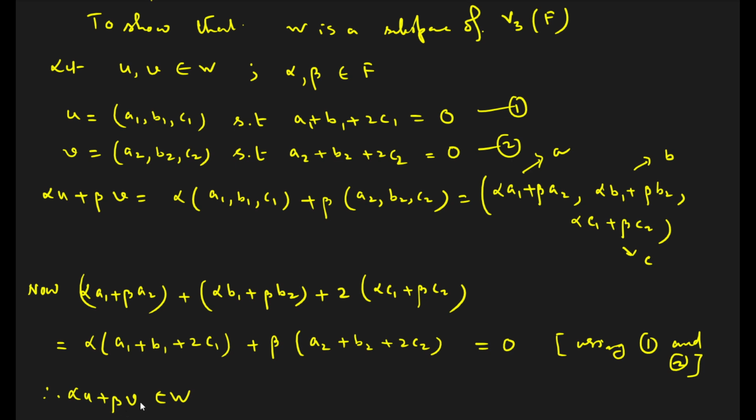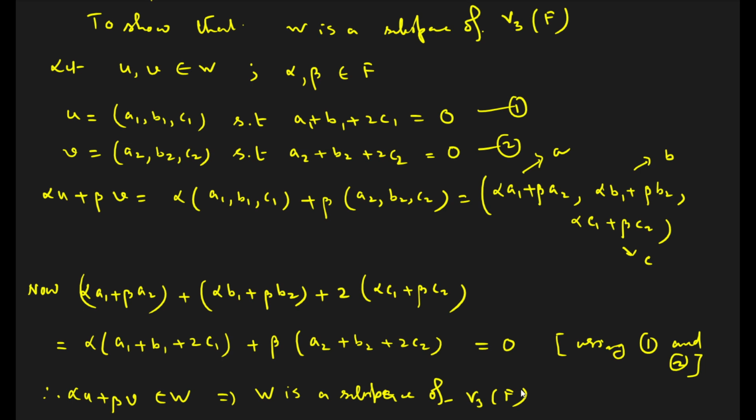तो अगर alpha u plus beta v भी W में आता है, so what does it mean? W is a subspace of what? V3 of F. So we did two examples. In both the examples we see that W is a subspace. तो हमेशा ही क्या subspace होगा?